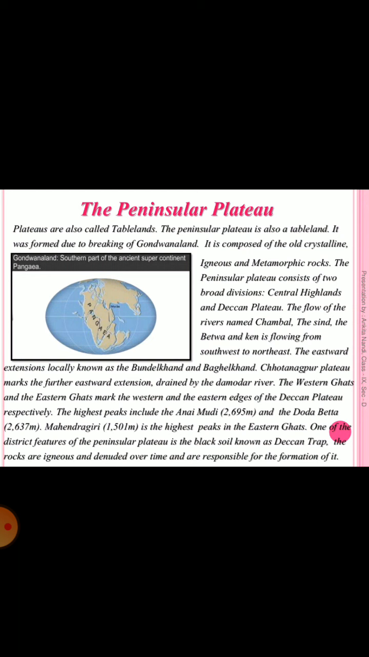Now, students, I have taught you in your previous classes about the black soil. Black soil is mainly found in the states of Gujarat and Maharashtra, and this soil is best suited for the cultivation of cotton. This black soil is the result of the denudation of the black volcanic rock, which is the base of this Deccan Plateau. The igneous rocks denuded over time and are responsible for the formation of this black soil.